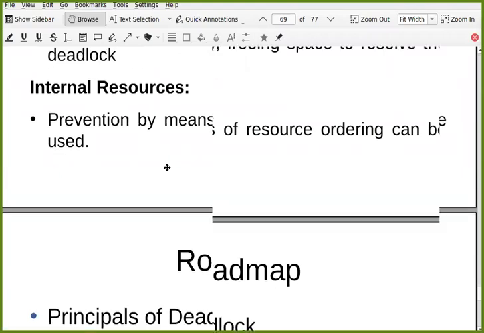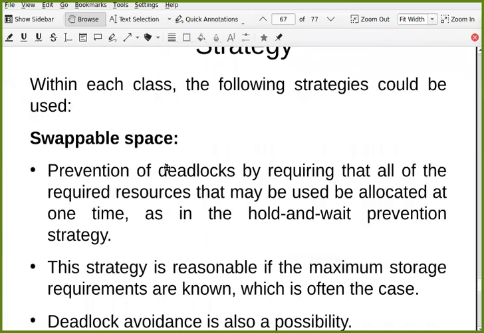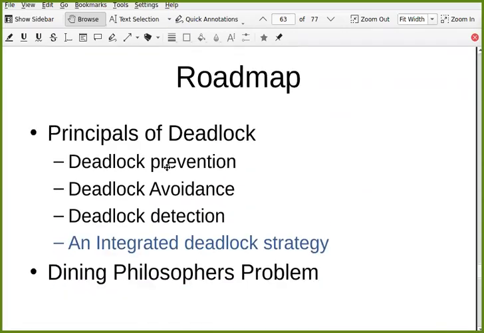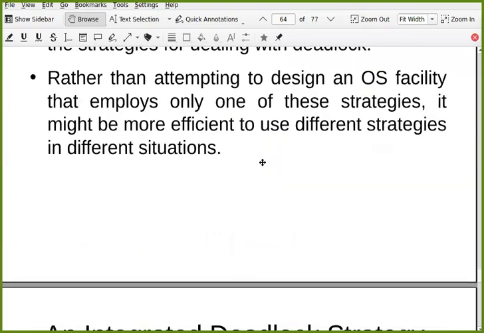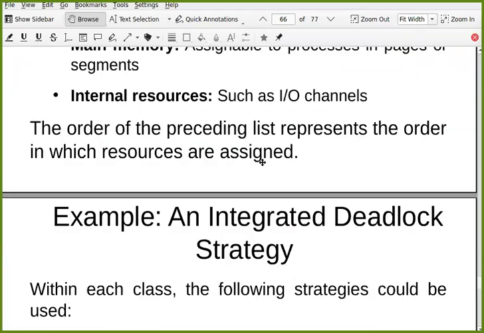So this is the integrated deadlock strategy, as they call it. Basically, it is a strategy to come out of the deadlock problem. The main idea is, first of all, classify all the resources into different groups and apply linear ordering between those groups. And within each group, apply any suitable strategy out of deadlock prevention, deadlock avoidance, and deadlock detection. That is the bottom line.